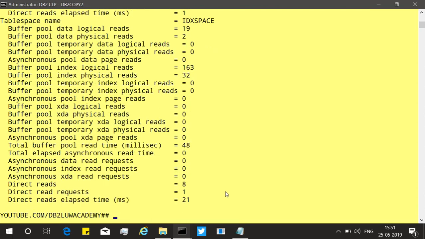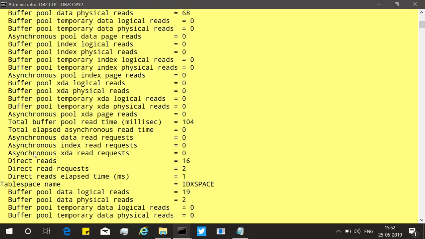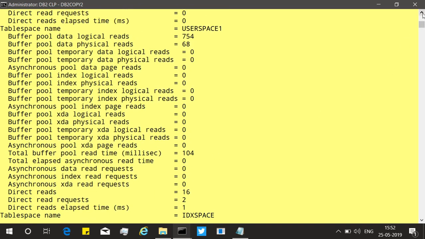Look at the direct reads. In the index space, there are no direct reads. You can see a very negligible 8 direct reads. It doesn't matter, so that's not a primary concern. Direct reads happened on the data table space also, about 16. I don't think it matters, but look at these 754 logical reads. So when you load the data, a lot of logical reads are happening here, right?